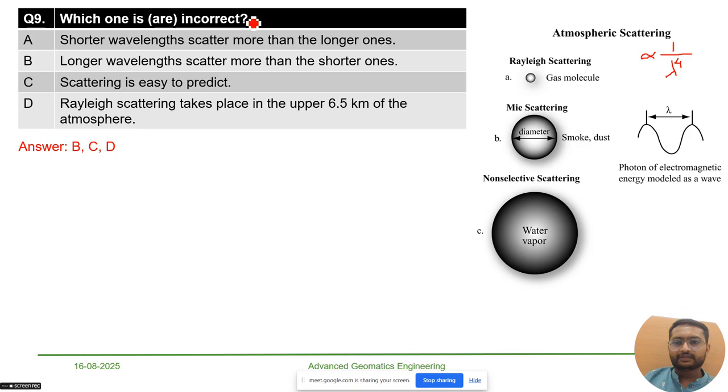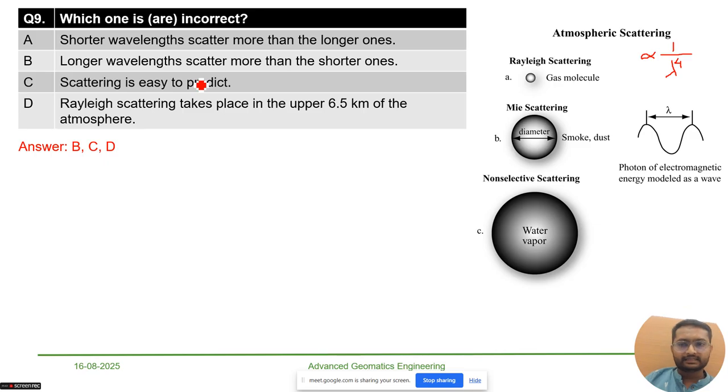Now, the other option says scattering is easy to predict. There is so much randomness in this mechanism. We don't know the molecules present in the atmosphere, and we do not know the waves which are coming, so it becomes very difficult to predict those things. That's why it's not easy to predict scattering.